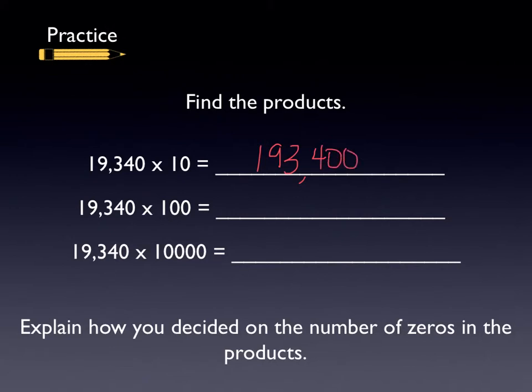19,340 times 100 is going to be 1,934,000. And 19,340 multiplied by 10,000 is going to become 193,400,000. And if you notice, I just added 1 zero here, 2 zeros here, and 4 here. That's 10,000, not 1,000, excuse me.